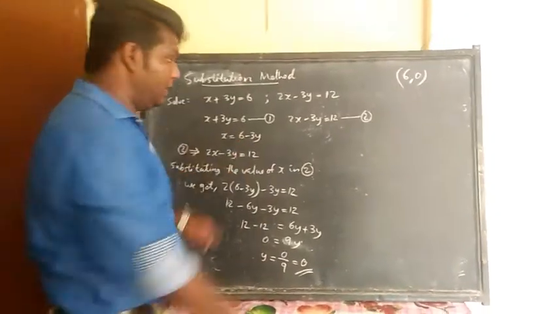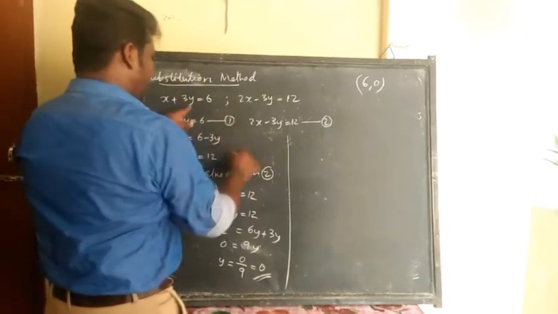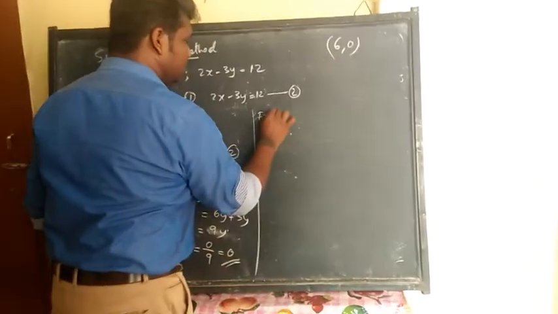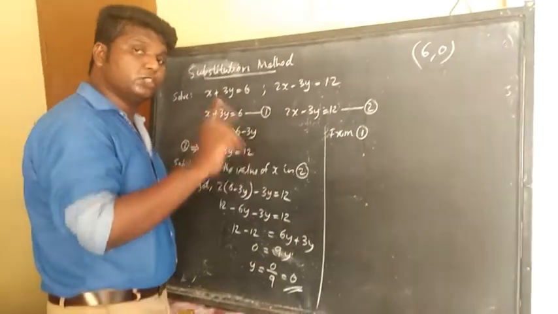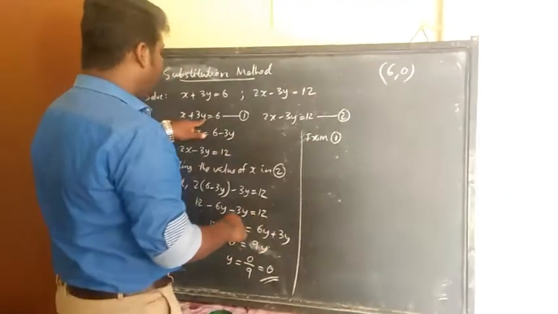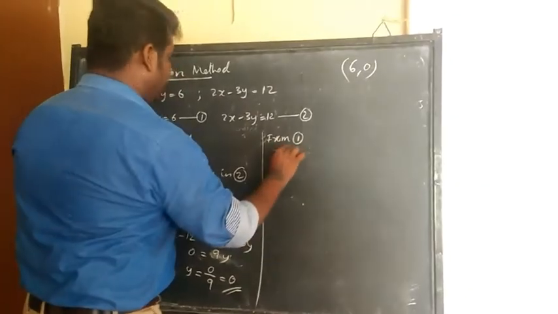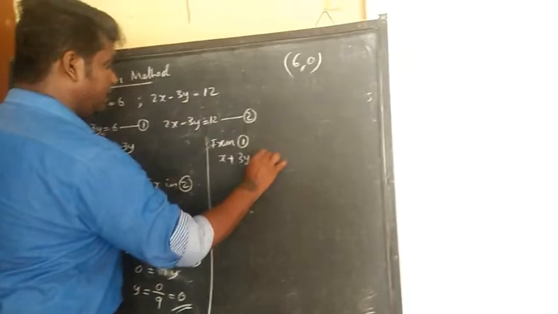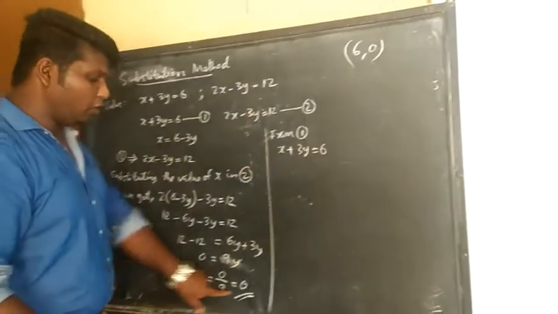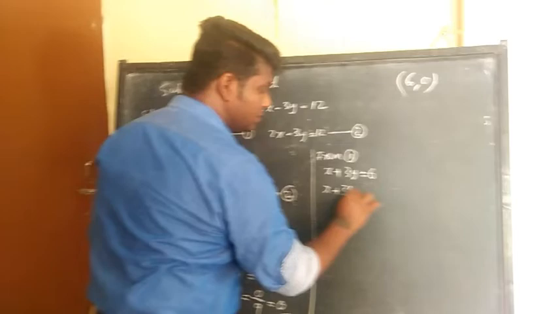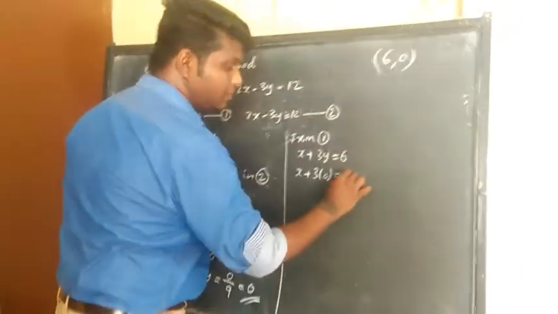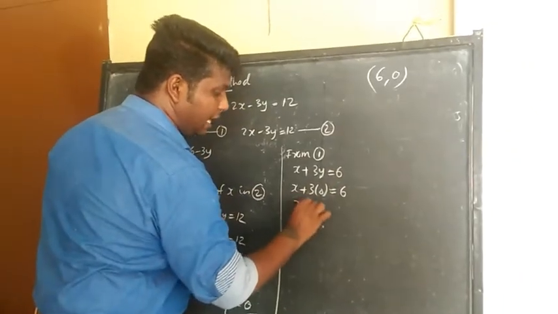Equation number 1 का अंदर x के लिए equation आपने बना के रखा है. So from 1, in any equation you can give, in 1 or in 2 also you can give. I am taking equation number 1. What is equation number 1? X plus 3y is equal to 6. Now you got y value as 0. Substitute the value here. X plus 3 into 0 is equal to 6.